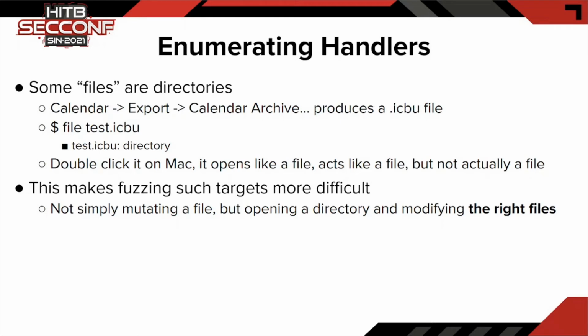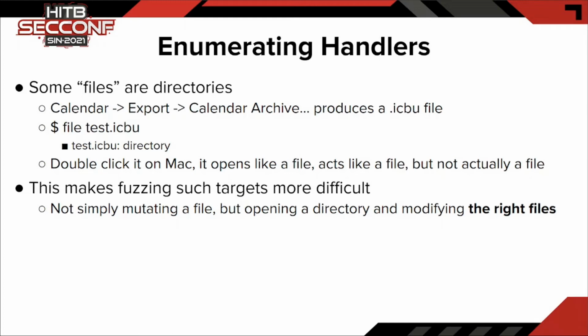And that makes fuzzing more difficult because if you go into it thinking, okay, everything I'm mutating is a file, file manipulation is pretty straightforward. But if you give it an input that is a directory that is being used as a file, that gets a little more complicated. So you're not just mutating a file, you're opening a directory, and then you've got to figure out what the right files to modify are that are being parsed, because the directory structure contains a lot of different files, some of which may be important, some of which may not. So it's another thing to consider when looking at fuzzing on different targets.